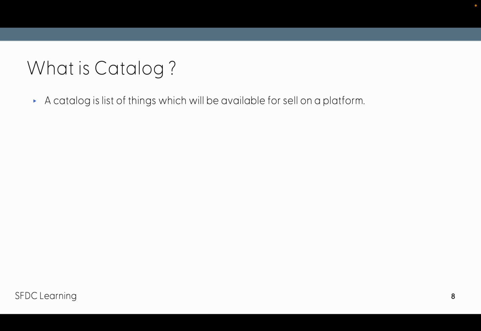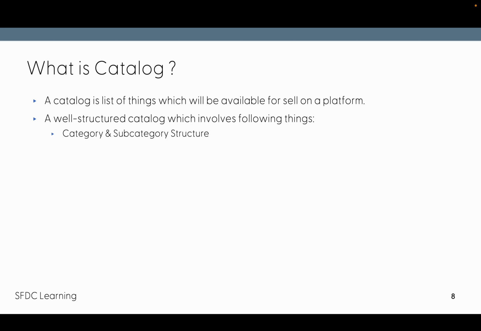Now, what is catalog? So, a catalog is a list of things which will be available for sale on a platform. So, you go to Amazon, you can see their catalog, which includes product selection, sorting, search, easy navigation, category, subcategory, refine your search. Everything is available over there, right? So that can be set up using Conga as well. So a well-structured catalog involves the following things: category and subcategory, easy search, refine your search. If you want to drill down your search more, then you can use refine search, sorting, easy navigation, right? That we talked about, right?